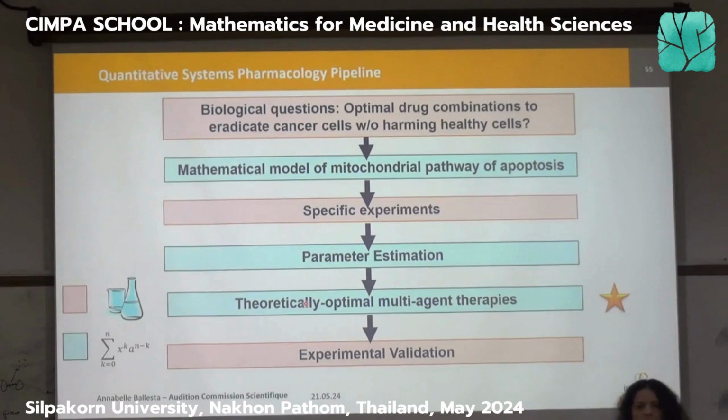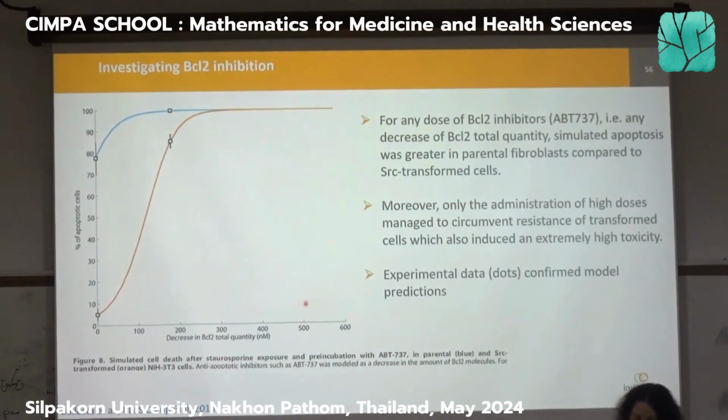Okay, so we have the model, it's calibrated. And now let's move to the next step, which is optimization, the drug combination optimization. Before going to the optimization itself, we had a closer look at one particular drug combination, which is the combination of staurosporine and BCL2 inhibition. Remember, BCL2 are the anti-apoptotic proteins, so it could be a good idea to inhibit the anti-apoptotic proteins to try to trigger apoptosis.